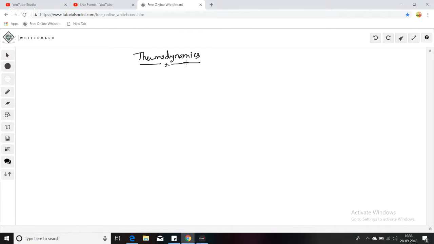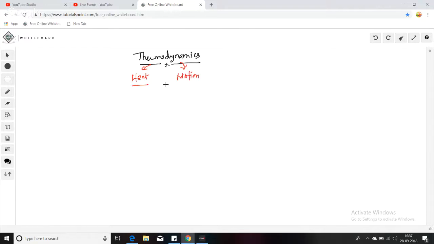First of all, thermodynamics in this chapter will deal with the flow of heat. Dynamics means motion, thermo means heat. So basically in this chapter we'll deal with how the heat flows, and work done, internal energy, and all those things. Dynamics means motion, correct?